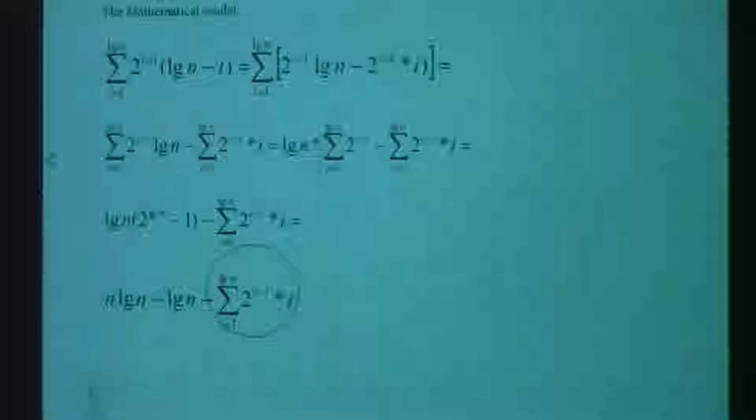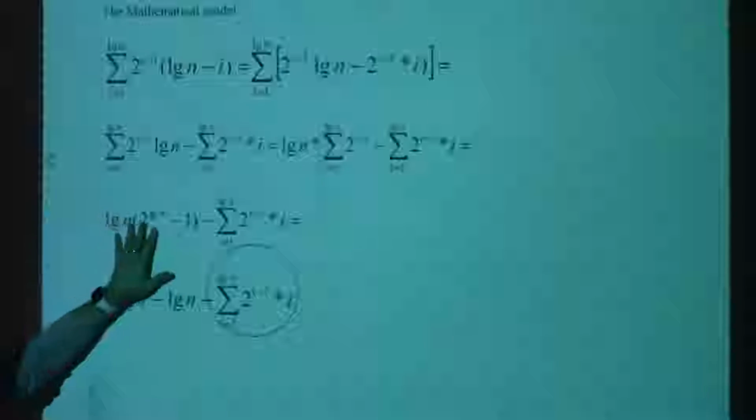So continuing on the first summation, notice that lg n is a constant. So lg n comes out of the first summation, and all we're doing is adding 2^(i-1) from 1 to lg n. That is a geometric series, where the first term is equal to 1 and the last term is equal to 2^(lg n - 1). So we can use those values to compute a geometric series. And the next one, we have the summation from 1 to lg n of 2^(i-1) times i. That is very similar to a series we've done before.